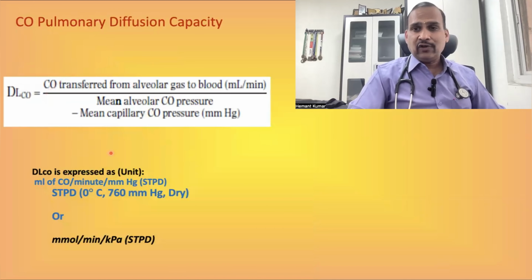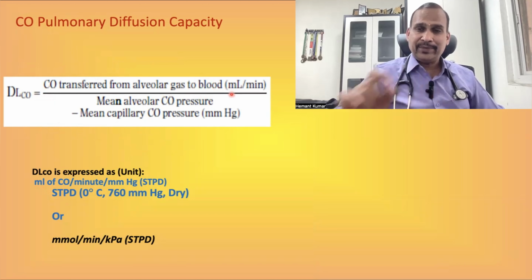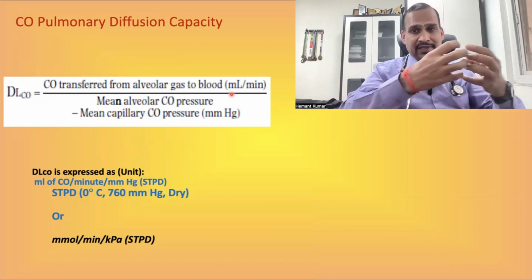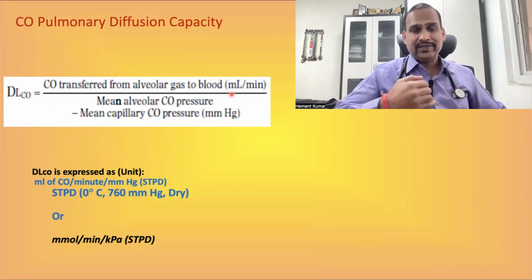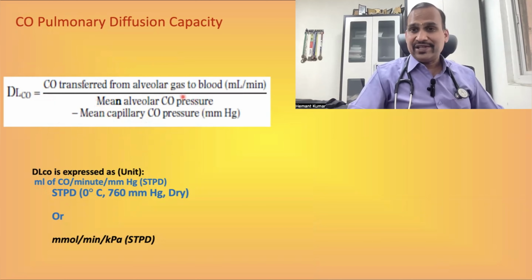So if we see the formula of diffusion capacity, it is carbon monoxide transferred from alveolar gas to blood, which is ml per minute. In 1 minute, how much ml is getting transferred from alveoli to blood, divided by the pressure gradient, mean alveolar pressure minus mean capillary pressure in mmHg. Technically, the mean capillary CO pressure is 0 in case of carbon monoxide. So what will be the unit? ml per minute per mmHg.